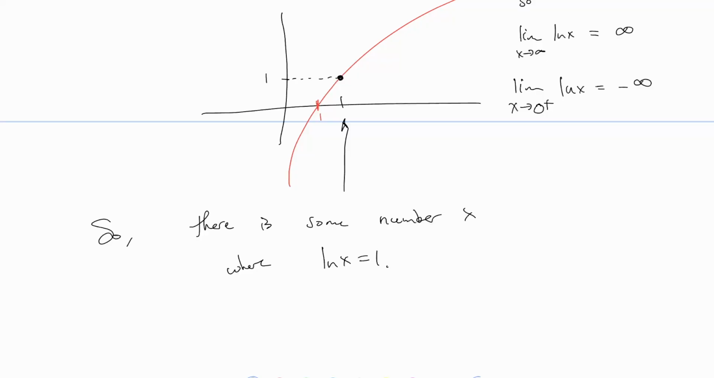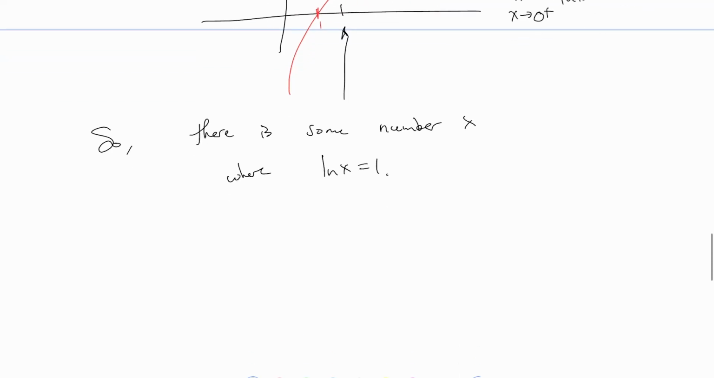Anyone know what number that is? It's E, yeah, that's what E is. So this right here is our definition of the number E. So this is the definition. This is E with an exclamation point. All right, so from this point of view, we define the natural log first.